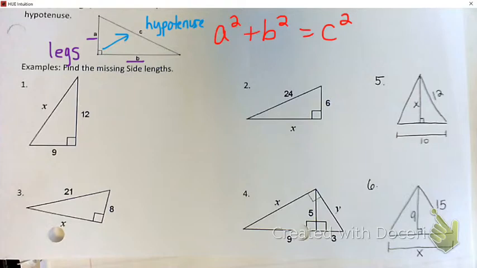Is x the hypotenuse or is x the leg? It's the hypotenuse, so that's the c. Okay? So the other two can go in whatever order you want to put them in, but you've got to square each of them and add them. So you're going to have 9 squared plus 12 squared equals x squared. Okay. Use your calculator. Find 9 squared plus 12 squared.